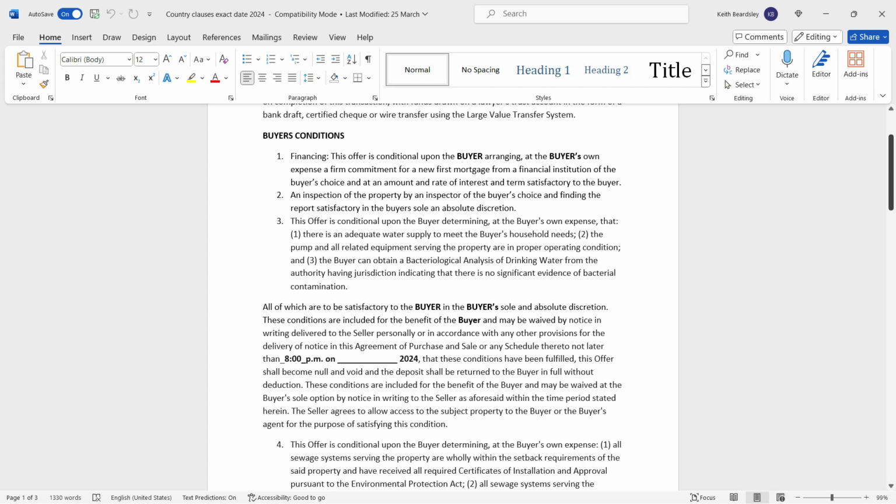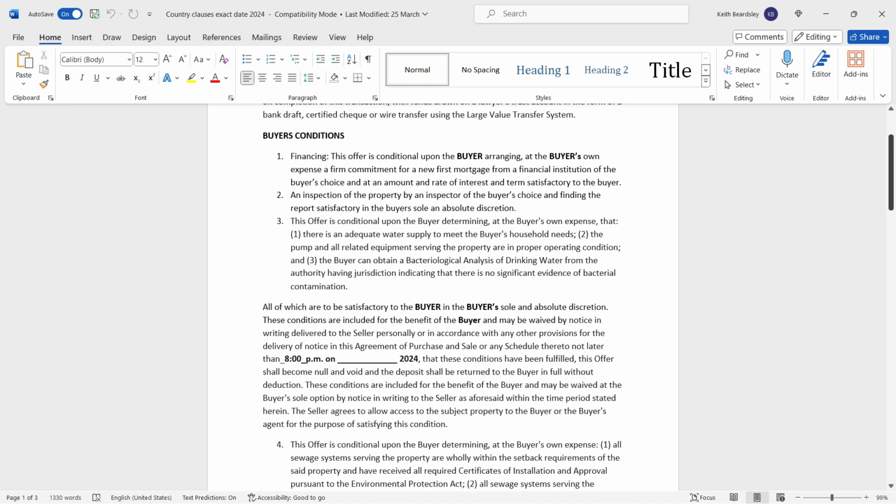The offer is conditional upon the buyer determining at the buyer's own expense that there is an adequate water supply to meet the buyer's needs, that the pump and all related equipment serving the property is in working order, and that they can get potable water. So what does that mean? Well, it's conditional on the buyer, again, paying and checking that, because almost all of us out here, unless you're in one of the municipalities, are on wells. So you need to have someone check, make sure the pump is working, make sure that there's enough water, that the well isn't going to run dry if two or three people take a shower, that type of thing.